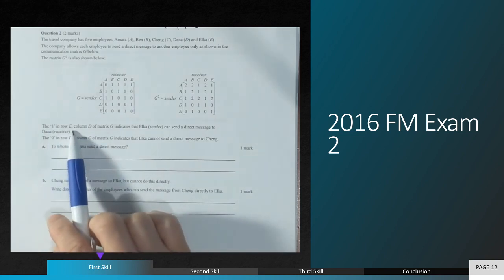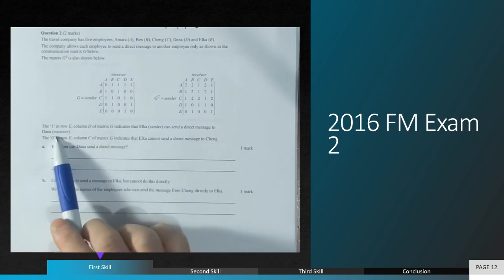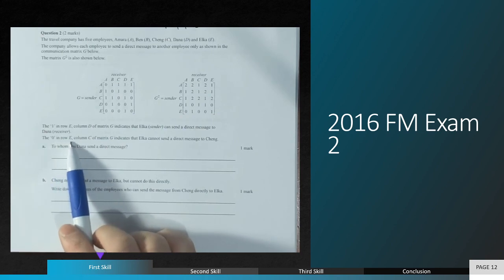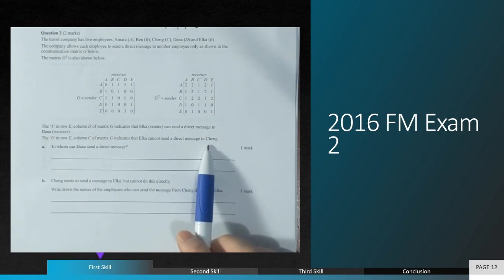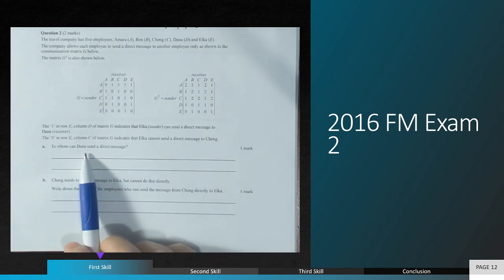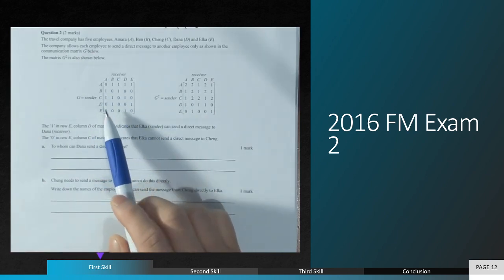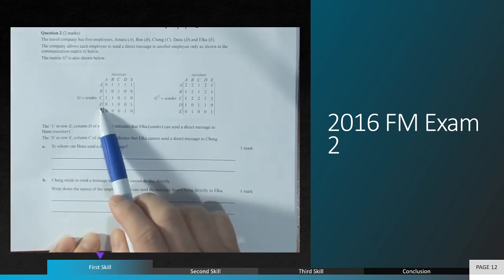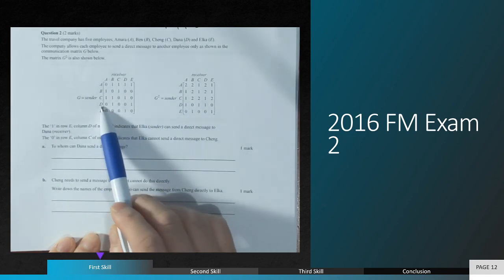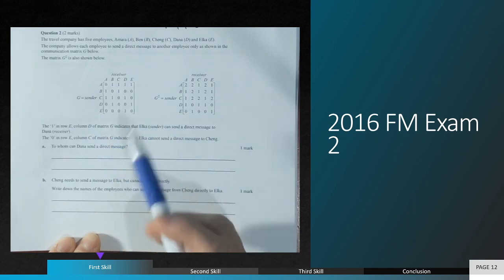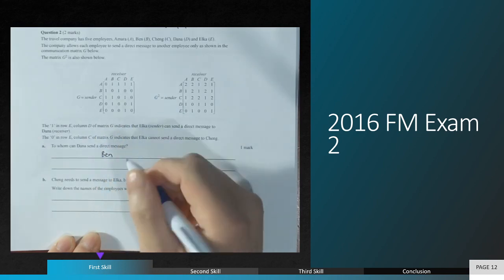The 1 in row E, column D of matrix G indicates that Elka, sender, can send a direct message to Dana, receiver. The 0 in row E, column C of matrix G indicates that Elka cannot send a direct message to Chen. To whom can Dana send a direct message? So let's look at this section here of the matrix. We've got Dana, so she's the sender, and then we've got the receivers on the vertical columns. So Dana can send a message to B, who is Ben, and Dana can send a message to E, which is Elka.